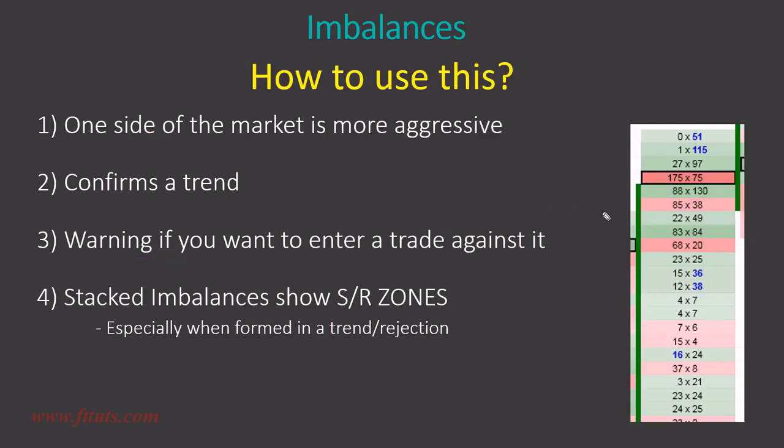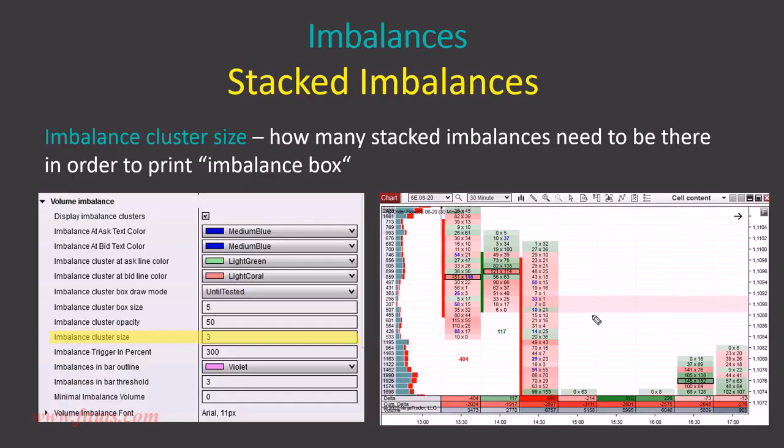And the fourth way how you can use imbalances is that stacked imbalances show you strong support and resistance zones, especially when those stacked imbalances formed in a trend or in a rejection. Now, what this stacked imbalance actually is, let's have a look at it. Stacked imbalance is when there is 3 or more imbalances stacked like this. 1, 2, 3. You can change this number. The default number is 3, but you can change it, all right?